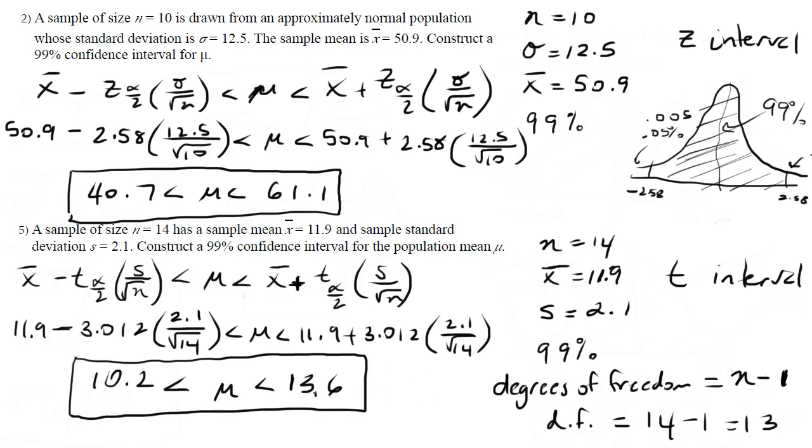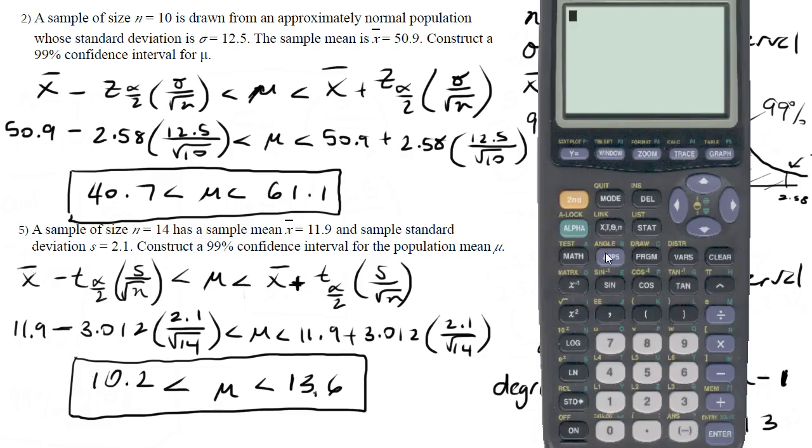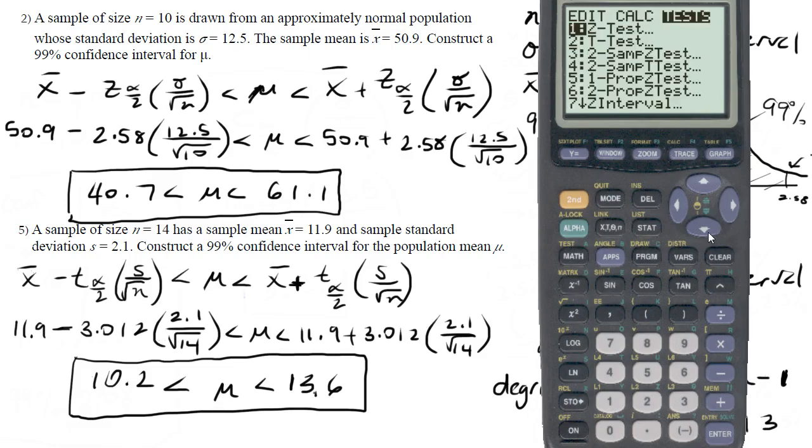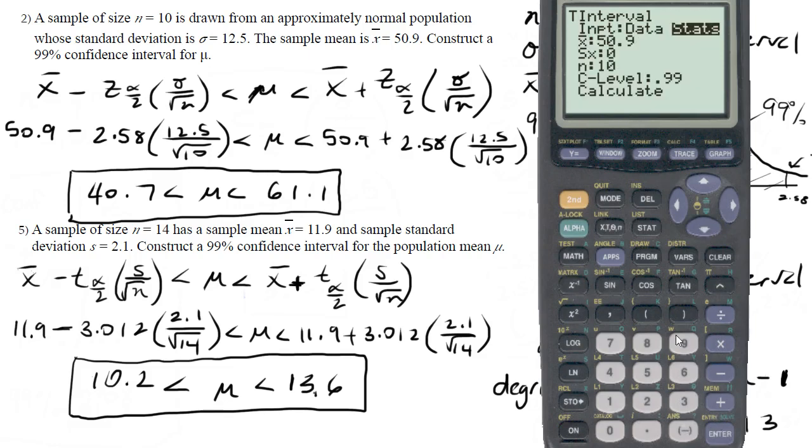Now again, you can do this strictly in the calculator. If I go to stat, again, I don't have any data to input, I just have statistics, so I'm going over to tests. T-interval test, we established that already. We're entering statistics, yes. So X bar is 11.9. My sample standard deviation is 2.1. N is 14. And again, we want a 99% confidence level. Calculate takes a little bit longer, requires a little bit more calculating power. 10.2 to 13.6. That's our interval.